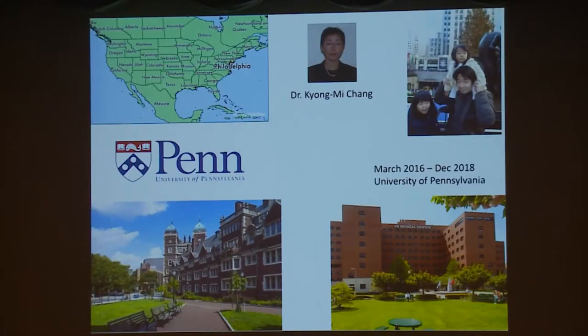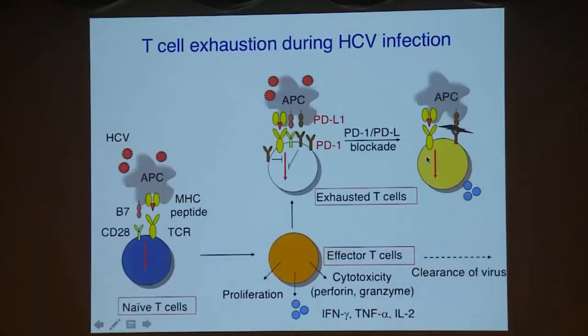So just a break. I had an opportunity to concentrate on basic research as a postdoc at the University of Pennsylvania and Boston University Medical Center for 3 years, about 10 years ago. This is my boss, Dr. Kyong-Mi Chang, who is an expert in the HBV and HCV immunology field. UPenn is located in Philadelphia, a beautiful place to live, and easy to drive to New York with my family. Yes, I had a great experience there.